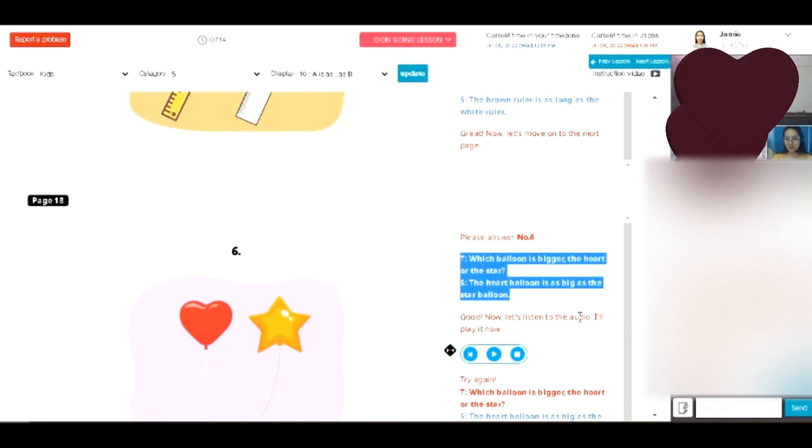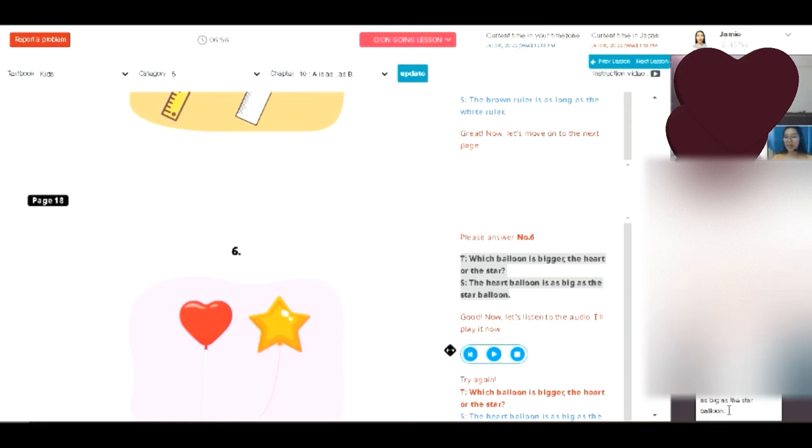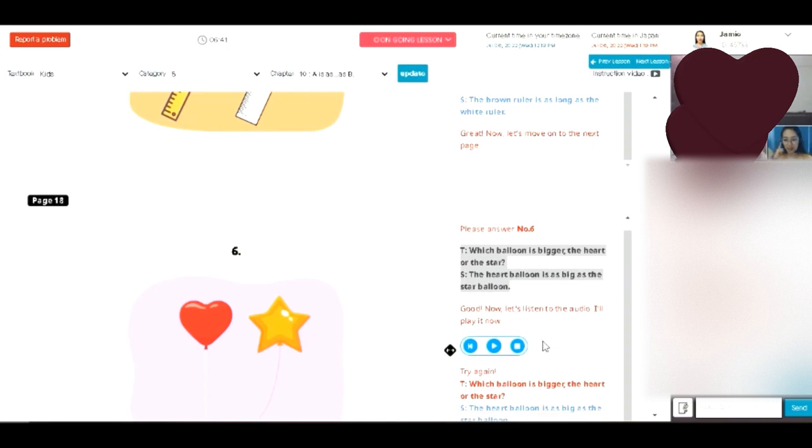The heart is as the star balloon is as the heart. Okay. The heart balloon is as big as the star balloon. Okay. Can you please read? The heart balloon is as big as the star balloon. Okay, very good. Heart. Balloon. Okay, let's listen to the audio.